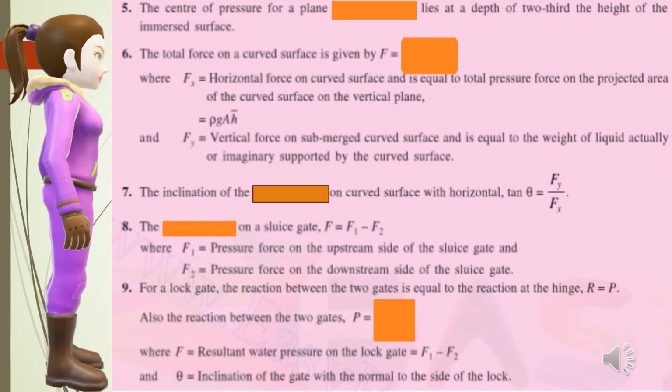Ninth one, for a lock gate, the reaction between the two gates is equal to the reaction at the hinge, capital R equal to P. Also, the reaction between the two gates, capital P equal to dash, where F equal to resultant water pressure on the lock gate, that is F1 minus F2, and theta inclination of the gate with the normal to the side of the lock.